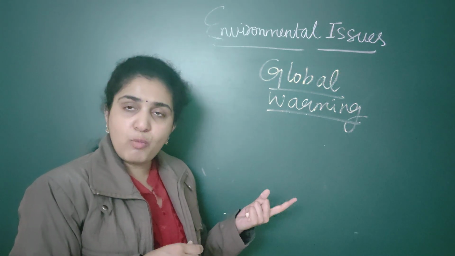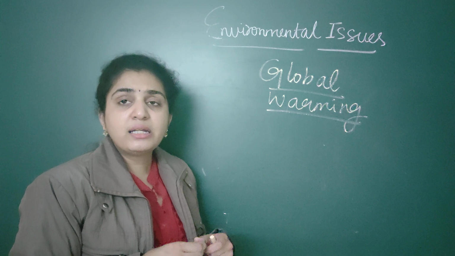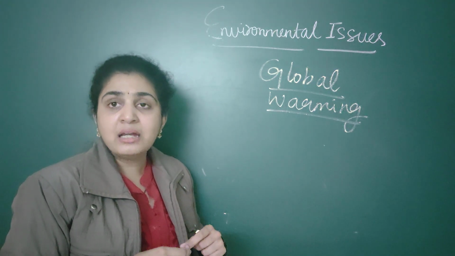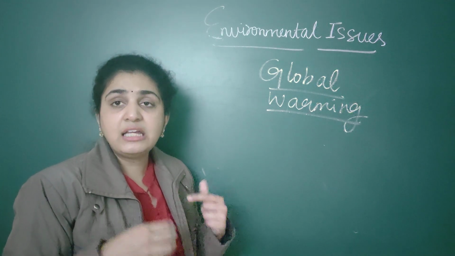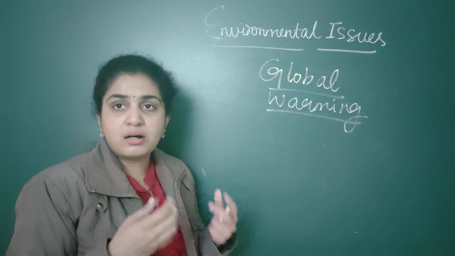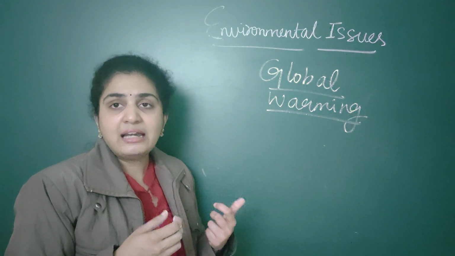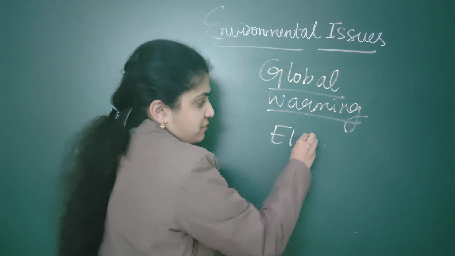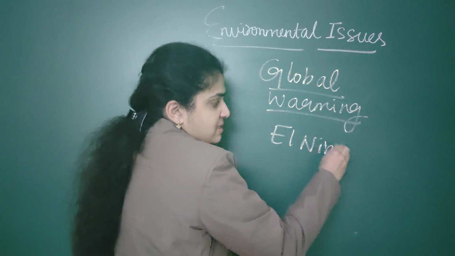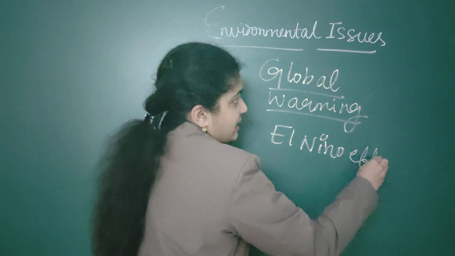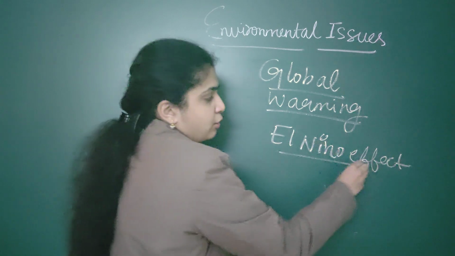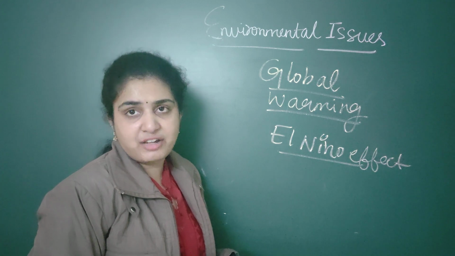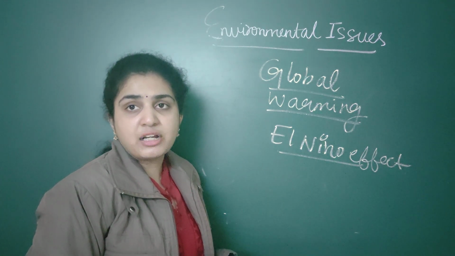So in global warming, the important thing that you should remember is the disadvantage. This global warming will lead to an increase in Earth's radiation effect, and it will lead to the El Nino effect. Important NEET question: what is the disadvantage associated with global warming? Global warming will lead to an effect called the El Nino effect. So what is this El Nino effect?